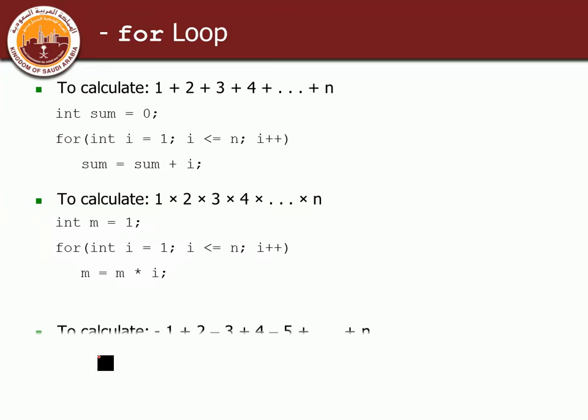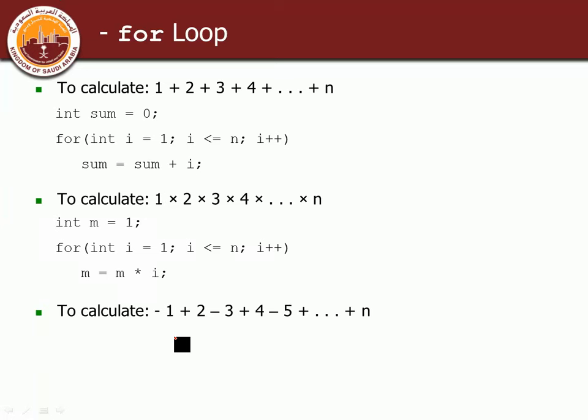And if we'd like to do something more fancy like this, for example, -1 plus 2 minus 3 plus 4 minus 5 plus 6 minus 7 plus etc. Well, there's something very easy, if you notice: -1 to the power of 1 is equal to -1. -1 to the power of 2 is 1. -1 to the power of 3 is -1. -1 to the power of 4 is 1. So you got the point.